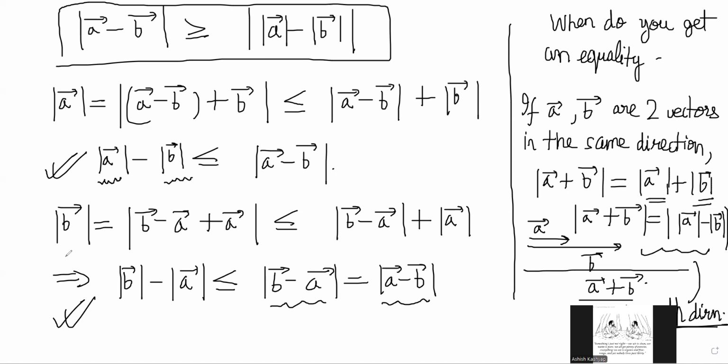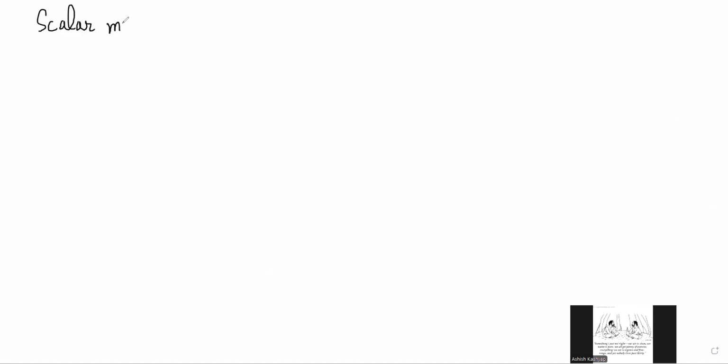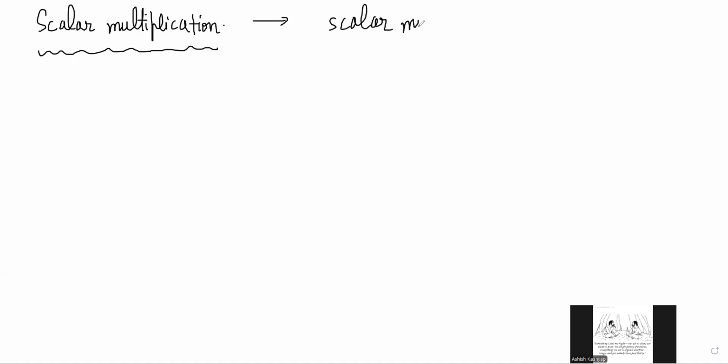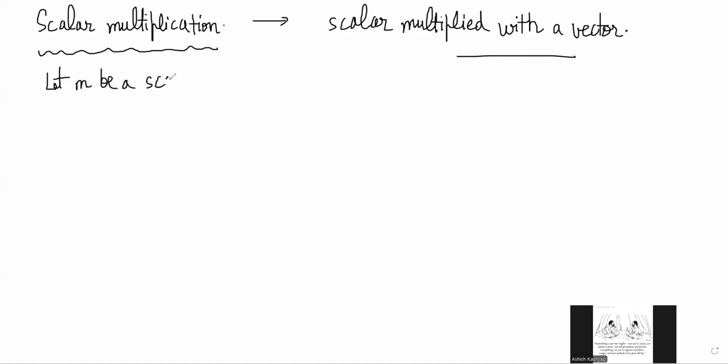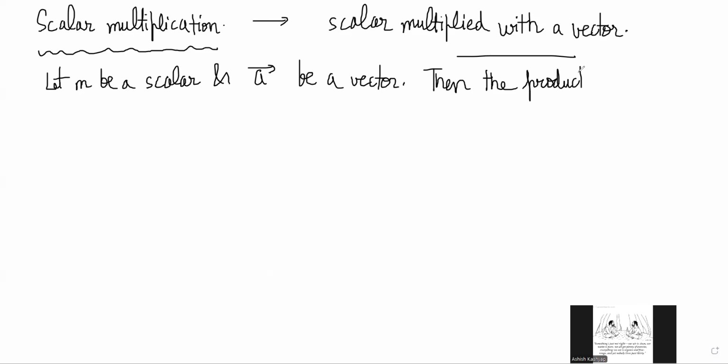Okay. Then the next thing that we look at is the basic scalar multiplication or dot product of two vectors. Okay, before dot product, we are doing scalar multiplication, and by scalar multiplication, I mean scalar multiplied with a vector. So let M be a scalar and A a vector. Then the product M times A vector is defined as follows. What is the meaning of M times A vector?